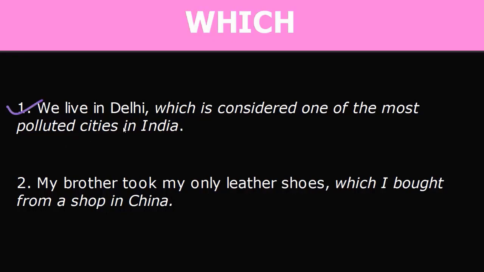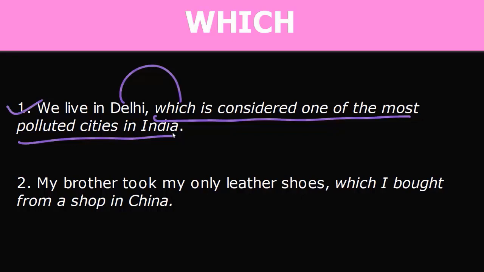Example number one. We live in Delhi, which is considered one of the most polluted cities in India. We live in Delhi is the main sentence, right? It's a complete sentence. We live in Delhi. Now, Delhi, which is considered one of the most polluted cities in India. This is a relative clause, a dependent clause, which is giving information about the noun Delhi. But since Delhi is already a proper name, an identified name, this information is extra, non-essential, right?